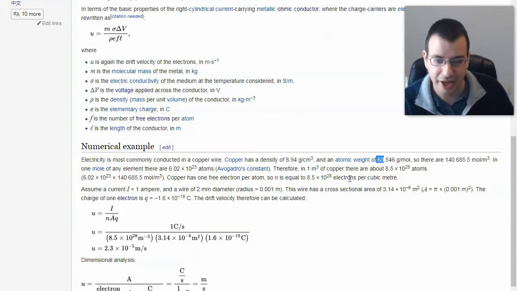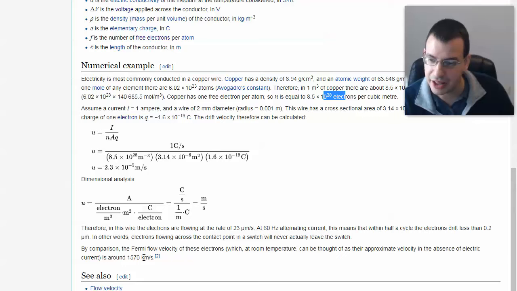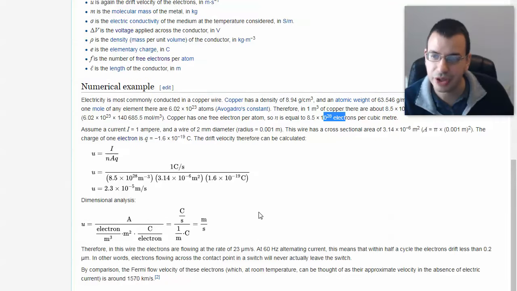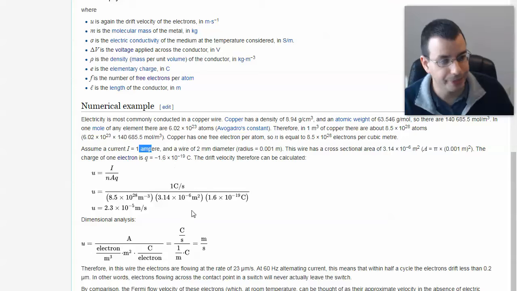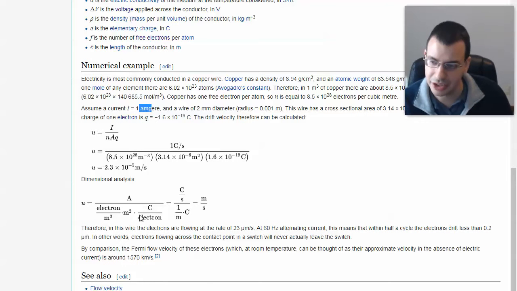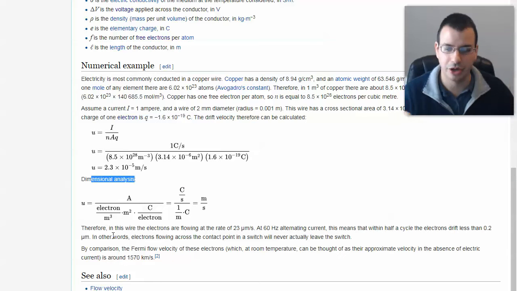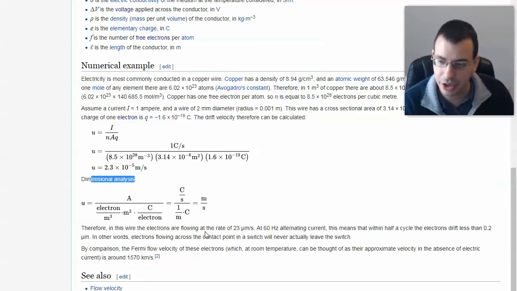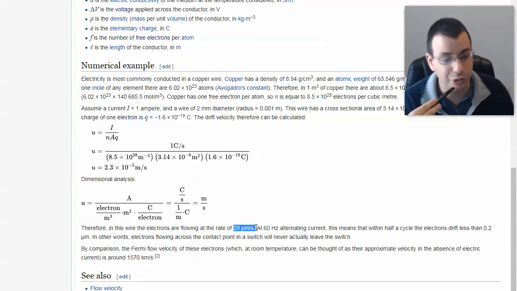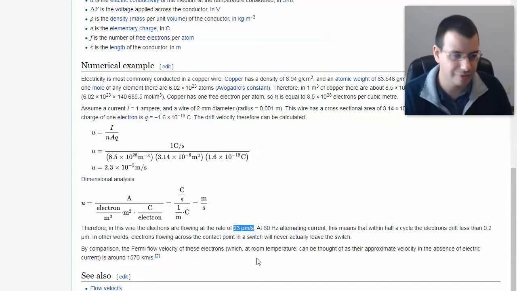Okay, so they have these many electrons, and then they calculate how fast each electron is moving for 1 amp. They do some calculations, dimensional analysis. I love dimensional analysis. It's kind of the way of getting the right answer with zero knowledge. Therefore, the wire's electrons are moving at 23 micrometers per second. That is much slower than 23 meters per second, which is not even that fast when you're talking about relativistic issues.